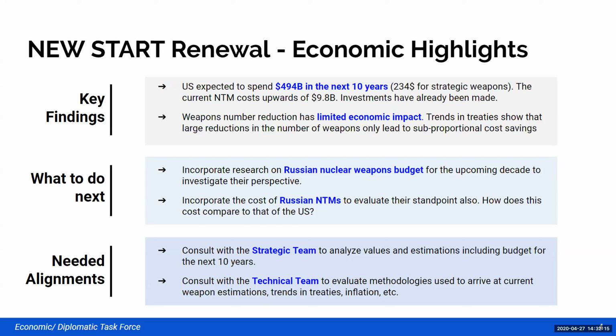Trends in treaties, when we're studying treaties from the past, show that large reductions in the number of weapons only lead to subproportional cost savings. What we're doing next is incorporating research on the Russian nuclear weapons budget for the upcoming decade to investigate their perspective and see how it affects them, and also incorporating the cost of the Russian national technical means to evaluate their standpoint also. How does this cost compare to that of the US?